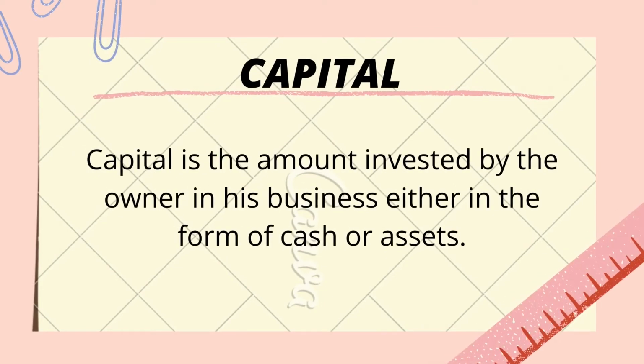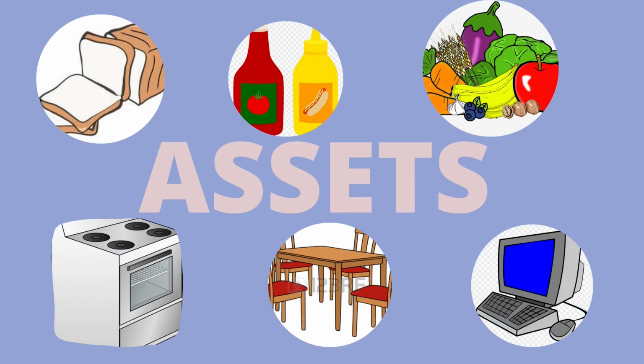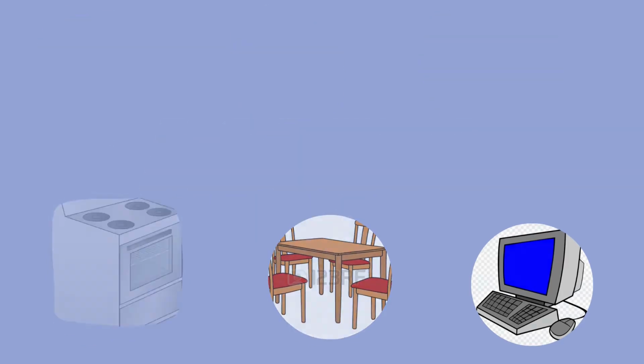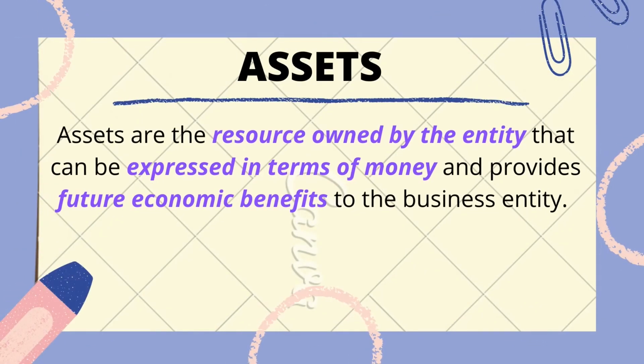Capital is the amount invested by the owner in his business. So Rohit invested ₹1 lakh in Tasty Bites, which is his business entity. He bought stove, grill and chimney, computer, chair and table, bread, sauce, vegetables and toppings. What are these? Let's call these assets. Now, what are assets? Assets are resources owned by the entity that can be expressed in terms of money and provide future economic benefits to the business entity.